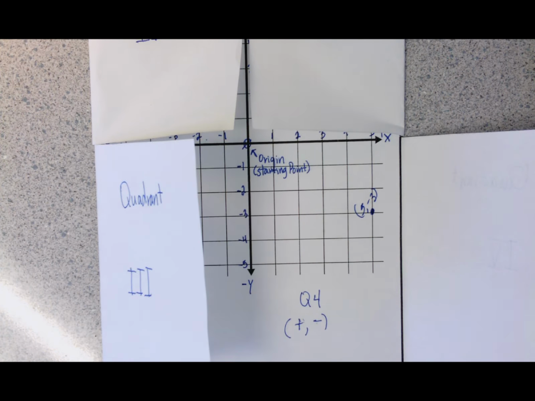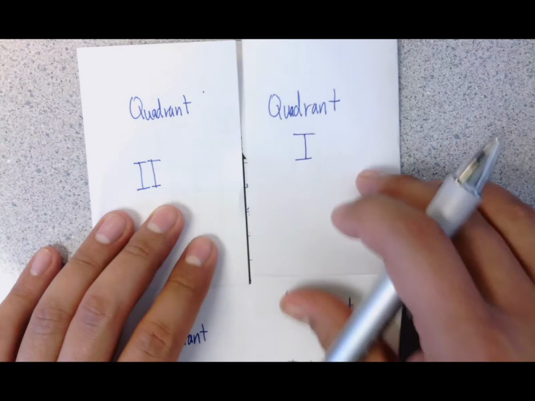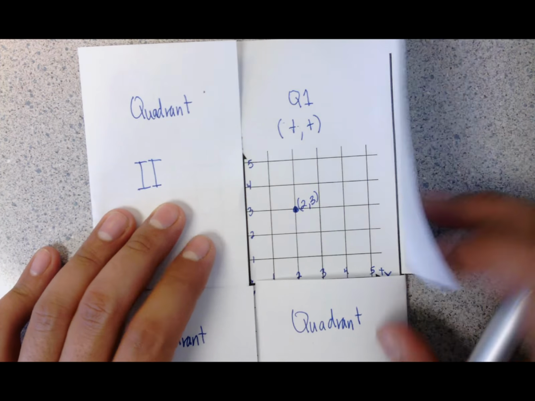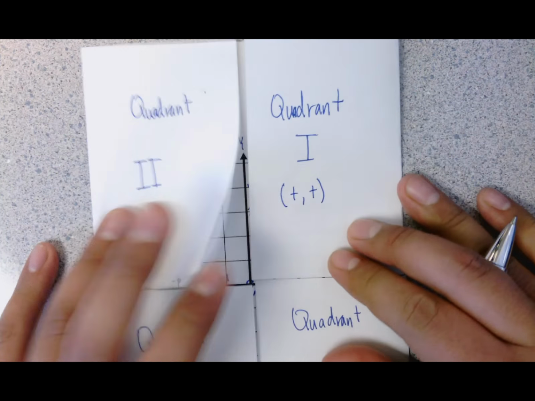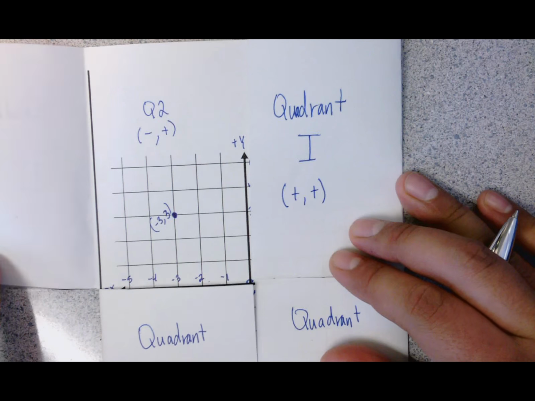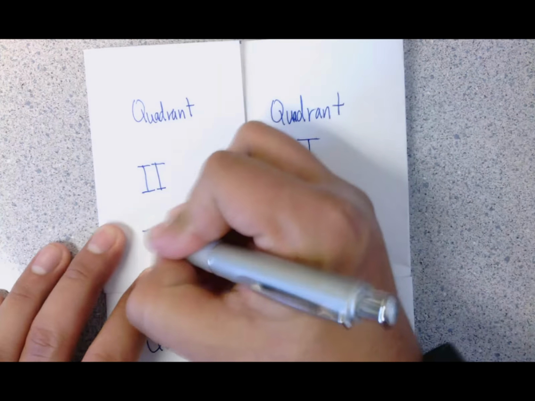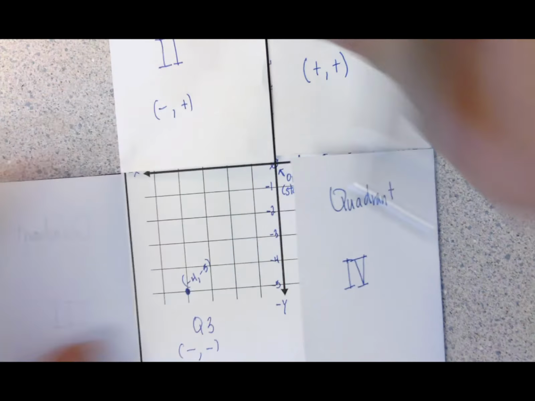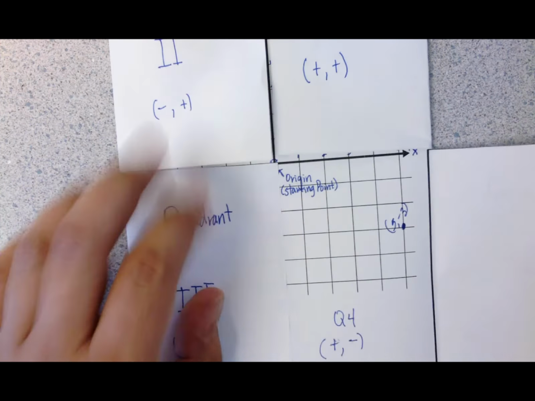One last thing before we move on. Quadrant number 1. What are the signs for quadrant number 1? Positive and positive. So go ahead and write it out here. What about quadrant 2? Negative. Everybody together. What about quadrant 2? Negative and positive. What about quadrant 3? Negative and negative. And what about quadrant 4? Positive and negative.